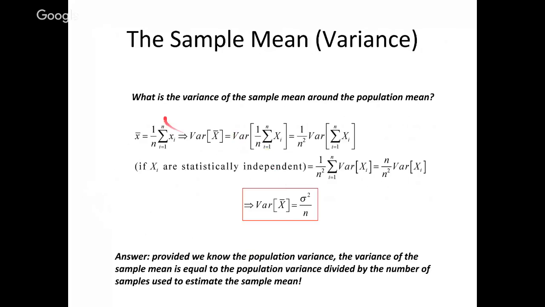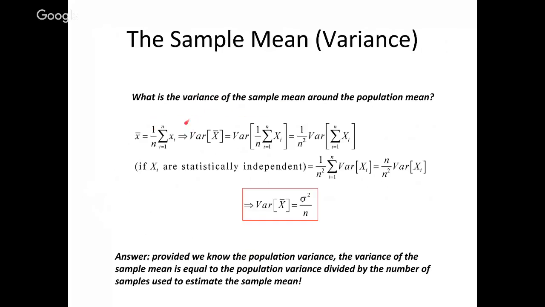Okay, so the next question that we might ask is, what is the variance of the sample mean around the population mean? That's kind of a strange thing to think about, but since the sample mean is a random variable, it's going to have some sort of distribution, which means we can talk about the variance of the sample mean around the population mean. We know that the central tendency of the sample mean is the population mean, but how is that sample mean distributed around the population mean as measured by the variance?